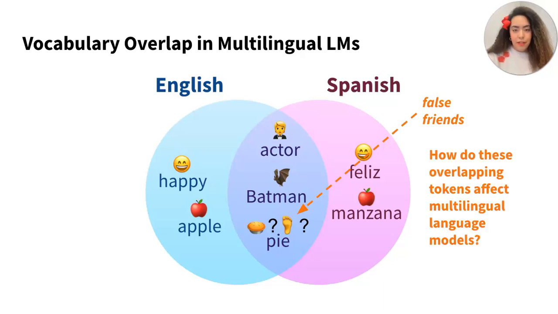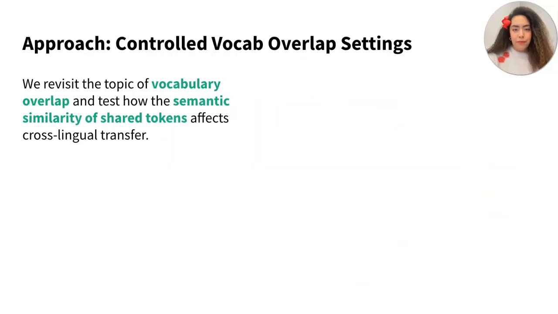How do such overlapping tokens affect multilingual language models? More specifically, does token overlap facilitate cross-lingual transfer or instead introduce interference between languages? Prior work offers mixed evidence, partly due to varied setups and confounders. So we revisit the topic of vocabulary overlap in this paper. In particular, we distinguish different types of overlap based on semantic similarity of the tokens in the two languages, and test how this affects cross-lingual transfer.